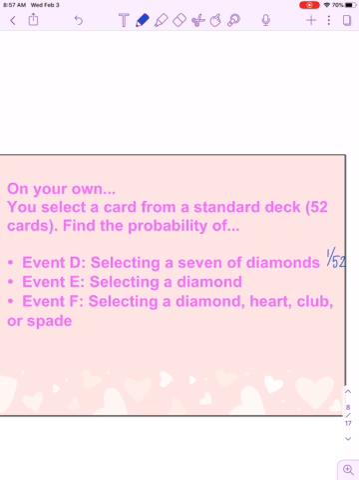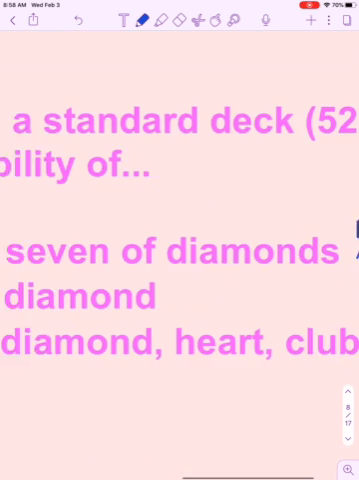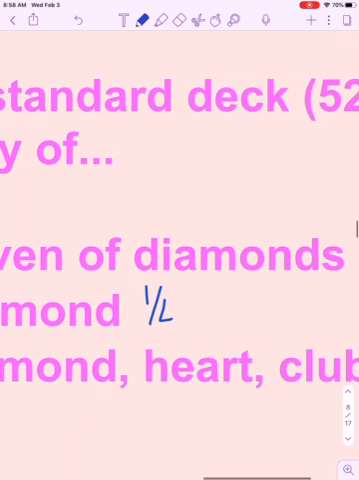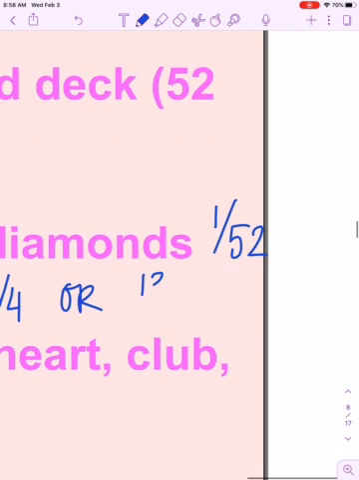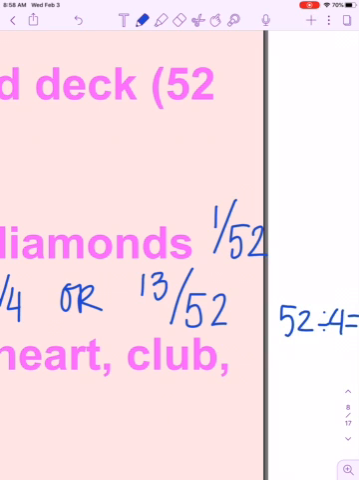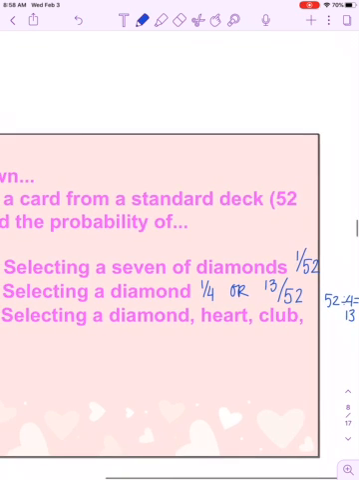Selecting a diamond, a quarter of the deck is diamonds because there's 4 suits. So you could do 1 out of 4 because it's a quarter of the deck. Really, you have 13 of every suit out of 52 cards. There are 13 diamonds out of 52 because 52 divided by 4 is 13. Probably a good thing to know, 13 of every suit.